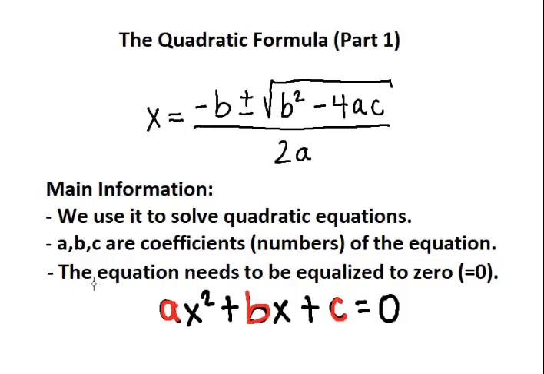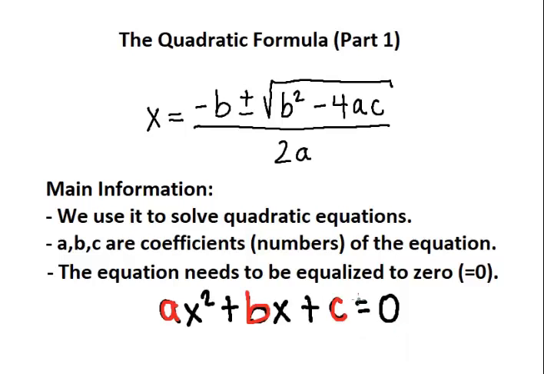And the last thing, and super important, is that the equation needs to be equalized to 0 in order to use the formula. You cannot use the formula if the equation doesn't have an equal 0. There has to be an equal 0 in order to use this formula in particular. So this part is super important that we have it. If we don't, we need to move things in order to get it.